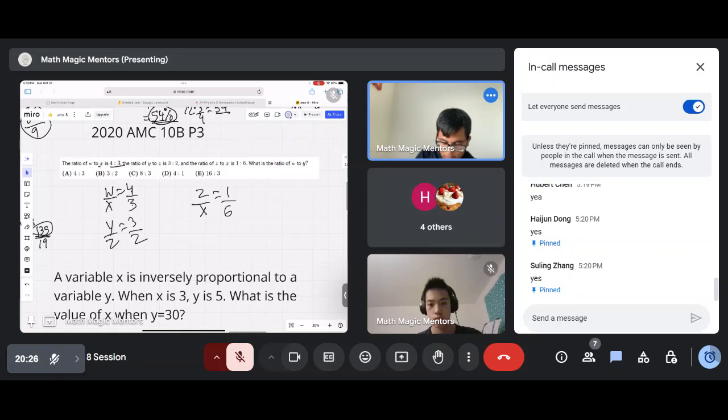All right. So how about we start with dividing these? Oh, my bad.